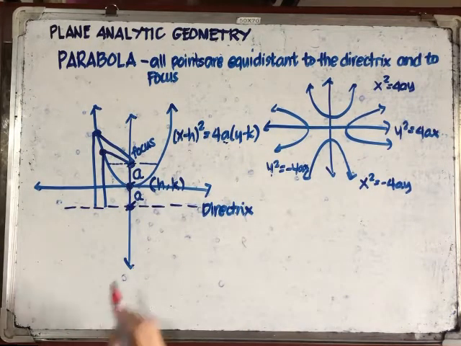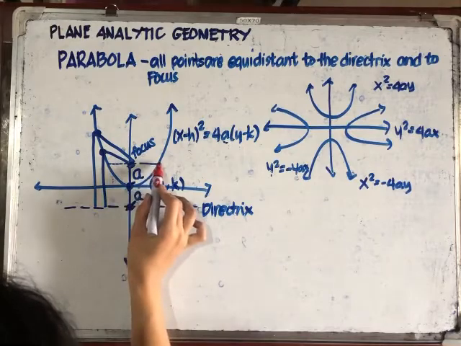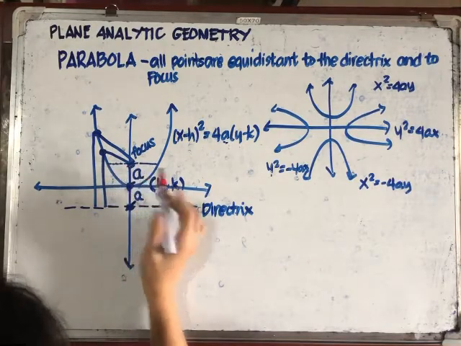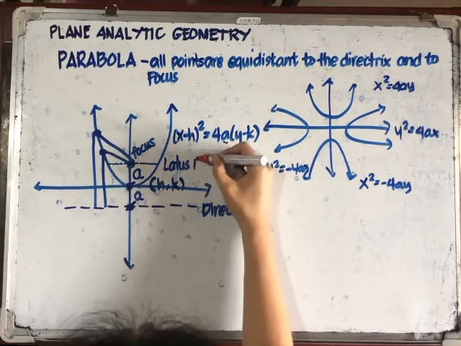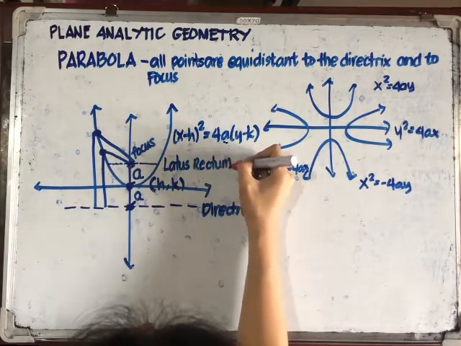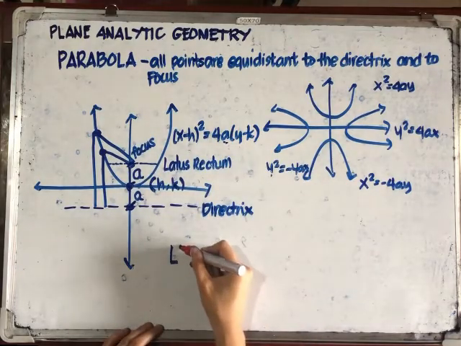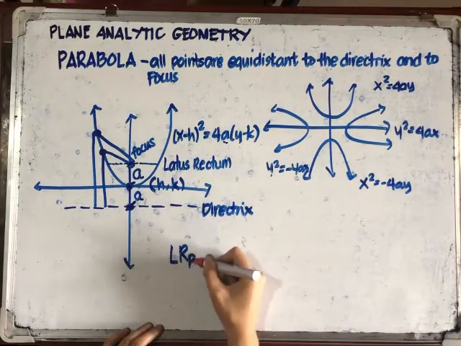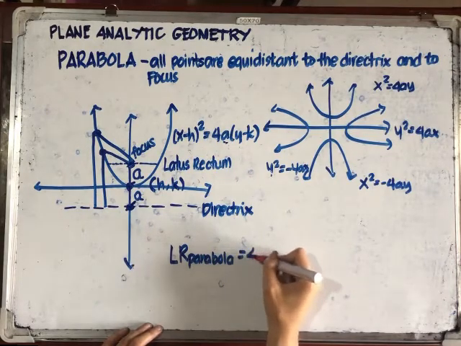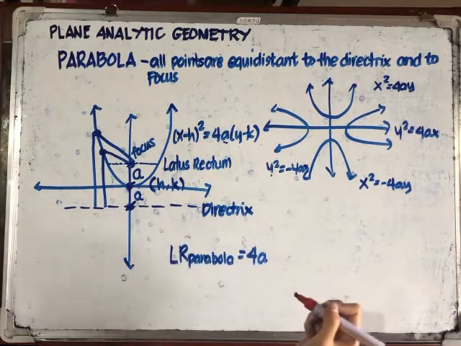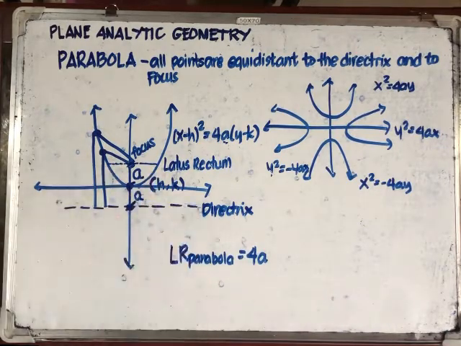Tapos, itong linya na to na passes through your focus, we call this one naman our latus rectum. Alright? Latus rectum, or LR. For LR ng isang parabola, ang kanyang length is equal to 4a. Okay? 4a daw ang distance na to dito. So, yun yung mga kailangan natin na principles for parabola. And let's move to our example problems.